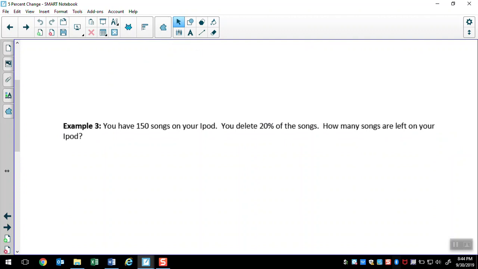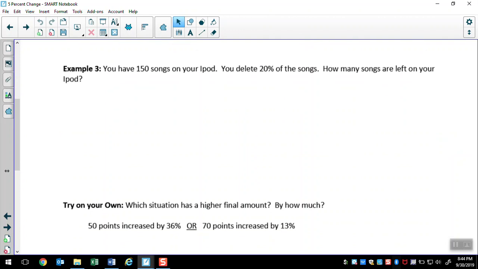All right, let's take a look at example 3. You have 150 songs on your iPod. You delete 20% of the songs. How many songs are left on your iPod? All right, so this one here is, we're not really finding the percent of change. They've actually already given us that percent of change. It's 20%. So this is more based off of what we've been doing before with the tax, tip, discount, and markup. So this time, we want to figure out what's 20% of 150 songs.